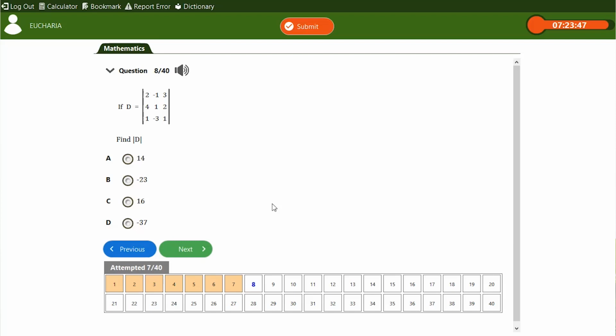Wow. Another man is here called determinant. This one is determinant. Matrices and determinants.